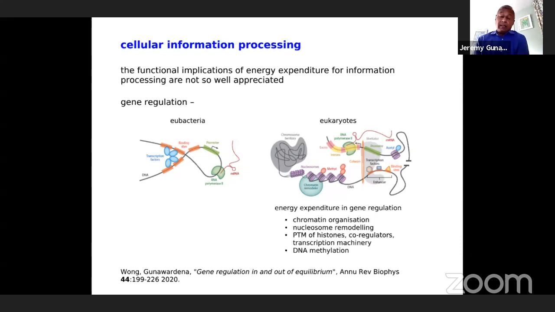And this battery is continually recharged by metabolic processes within the cell. And if it were not for those batteries, these systems would simply come to a grinding halt. So there's continual external expenditure of energy.